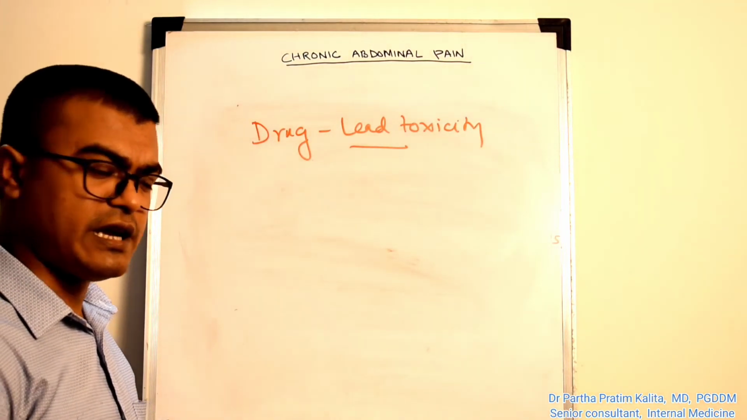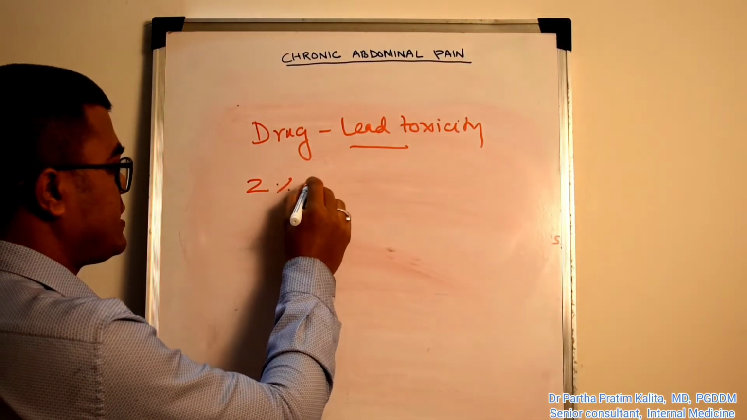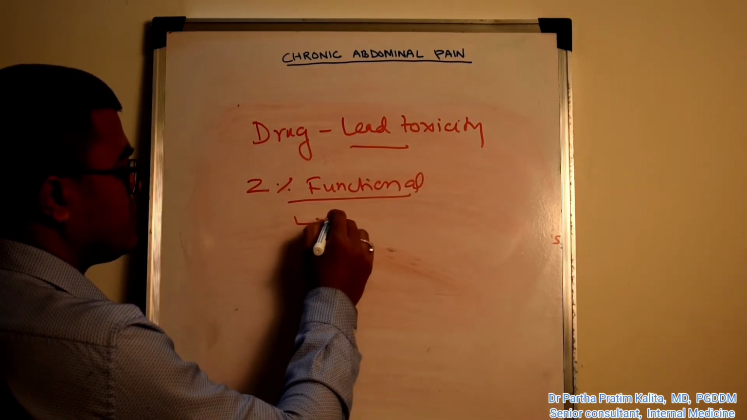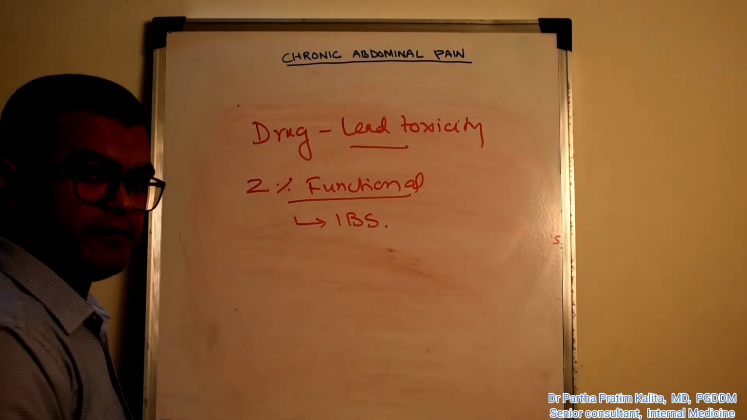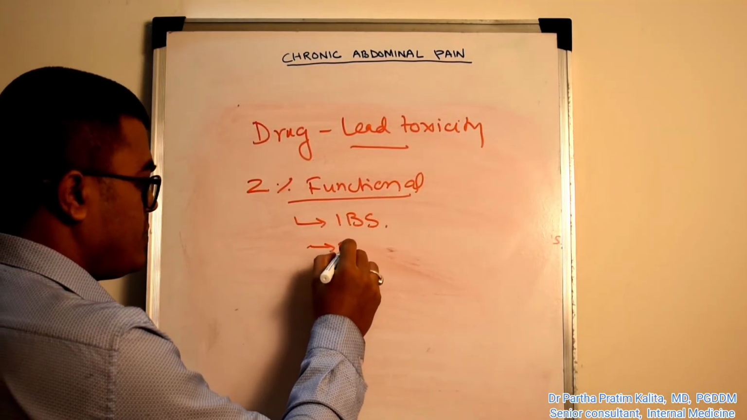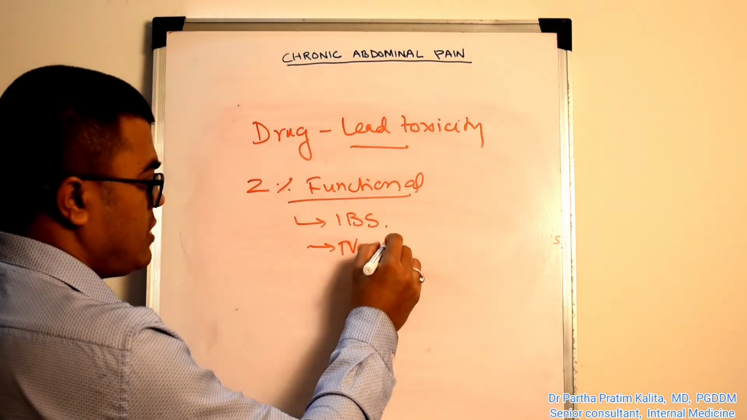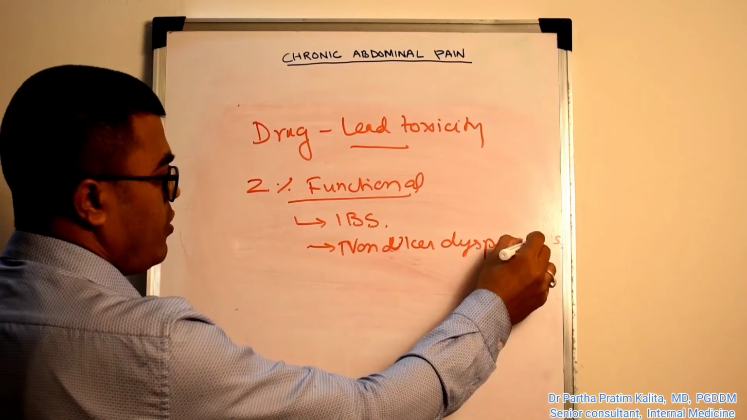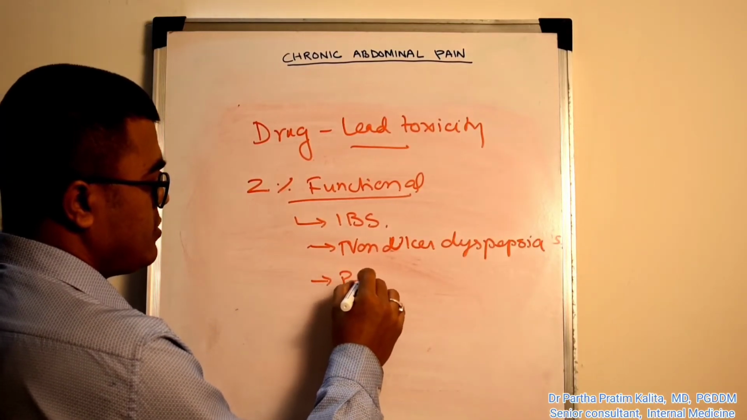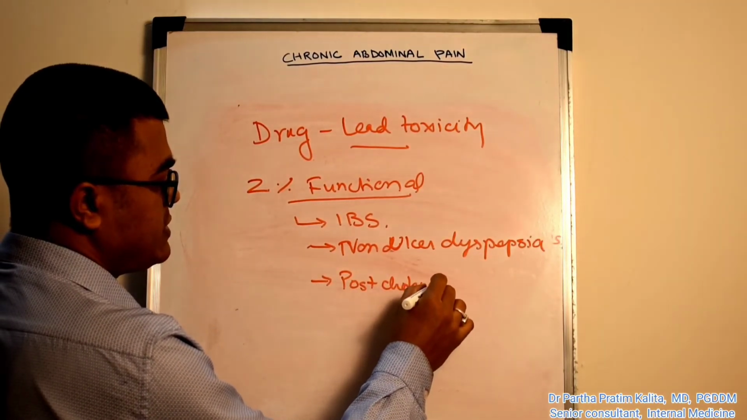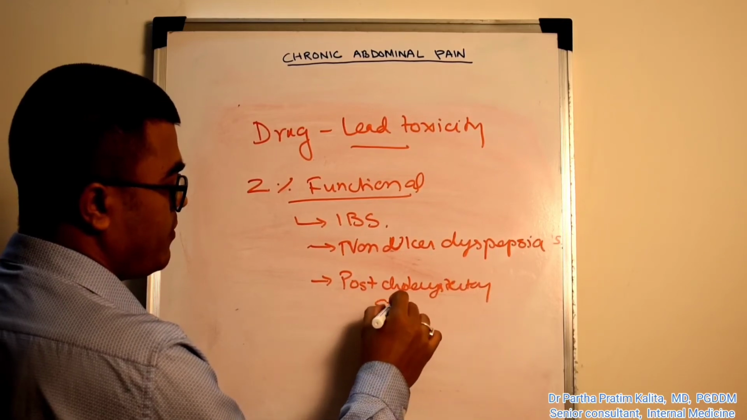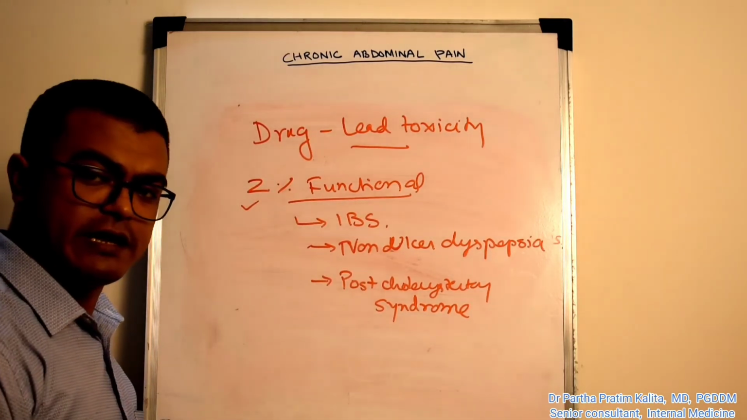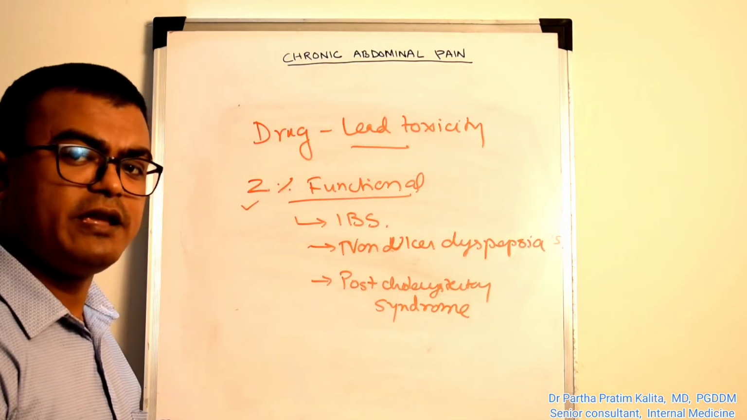Now we have already discussed that in 2% of the cases it can be functional. Among the functional causes, the most common is irritable bowel syndrome. There can also be non-ulcer dyspepsia, or there can be post-cholecystectomy syndrome. So these are some of the common functional causes that can lead to chronic abdominal pain in most of the population.